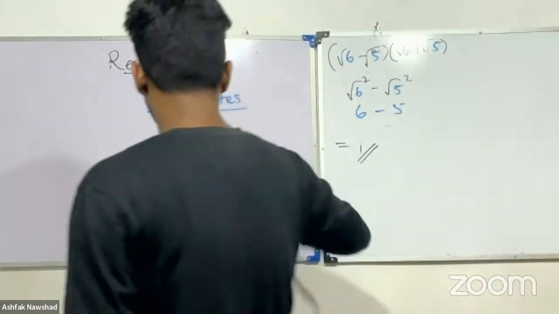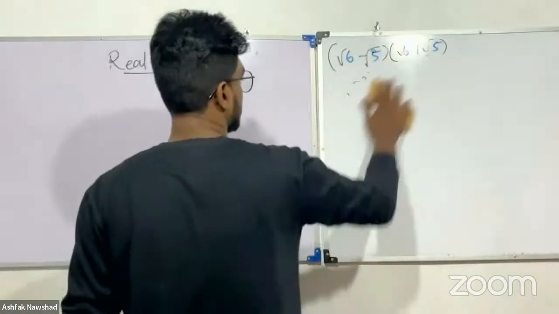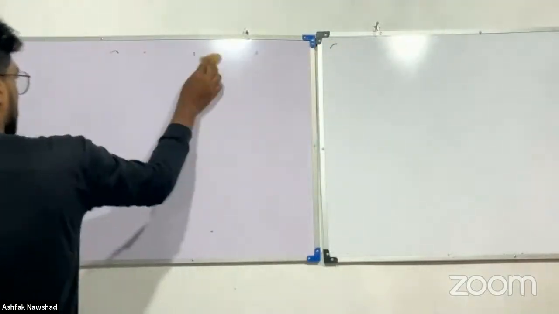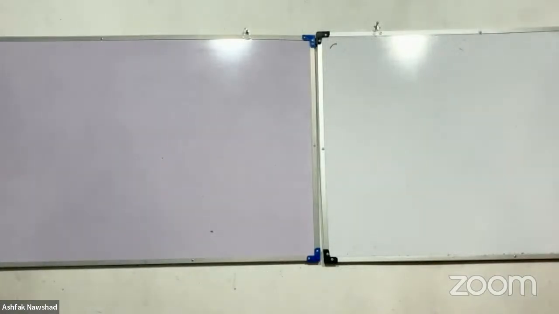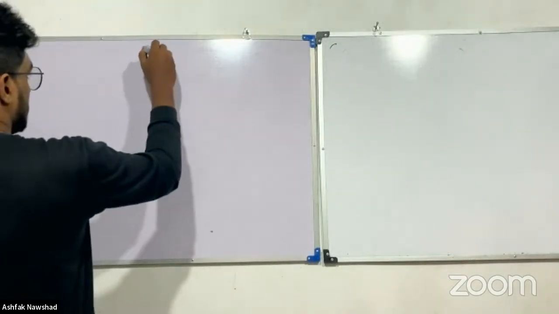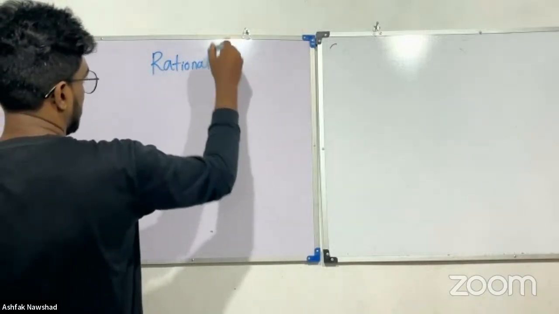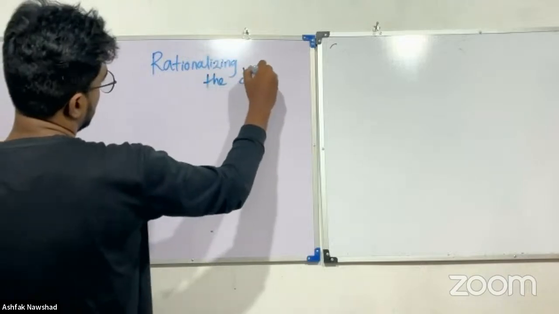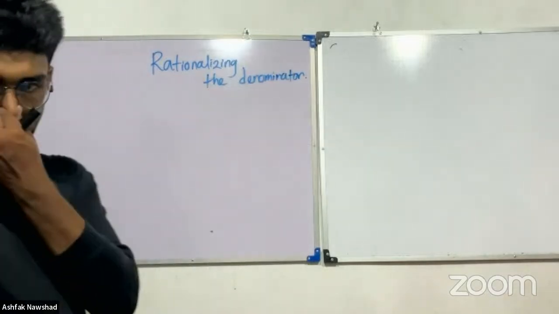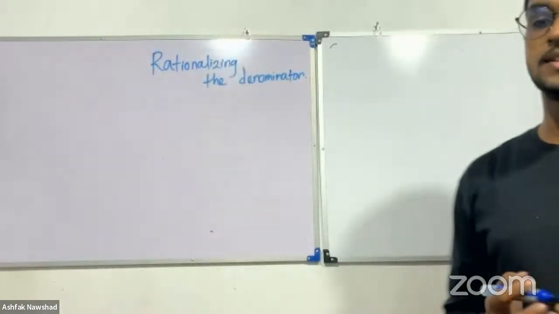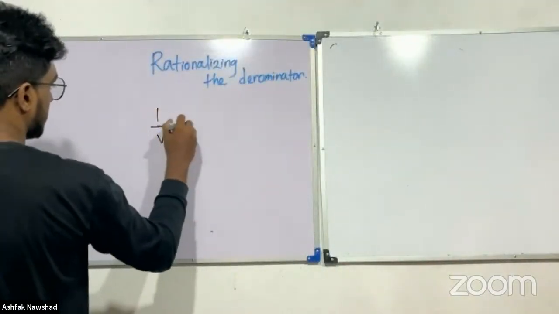Okay. Now, like I said, we are coming to the last topic of our lesson. This is the very last topic, and then we are done with real numbers. It took us quite a long time. The last topic is rationalizing the denominator.